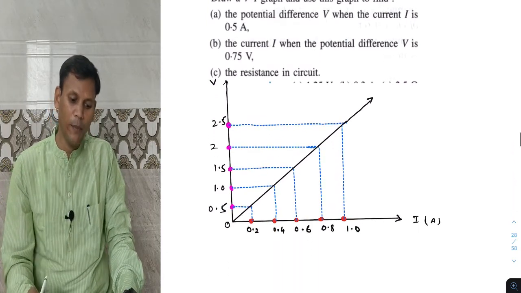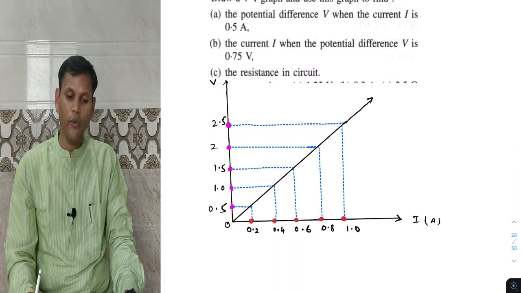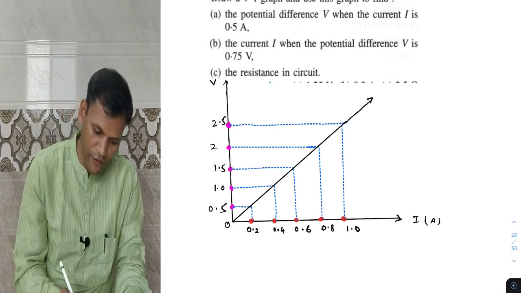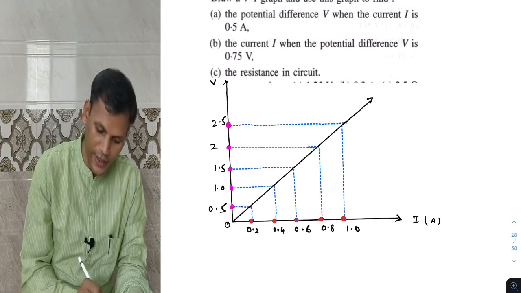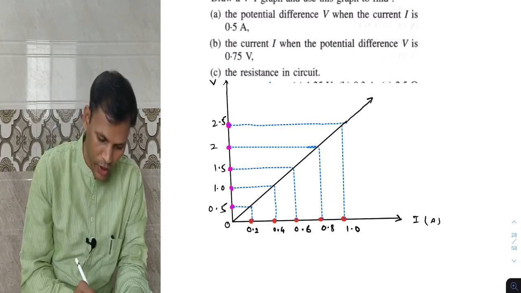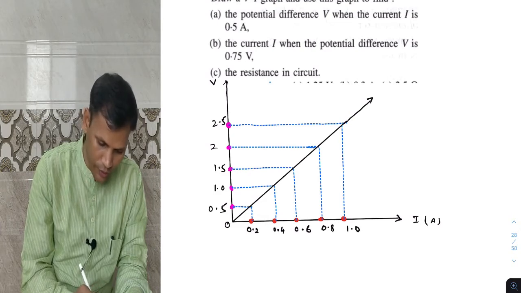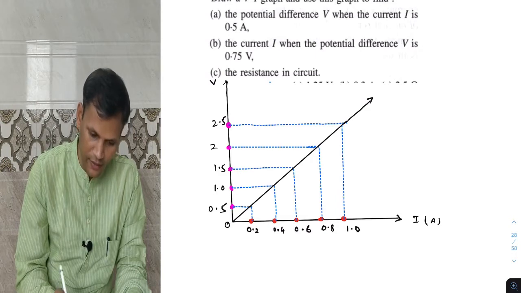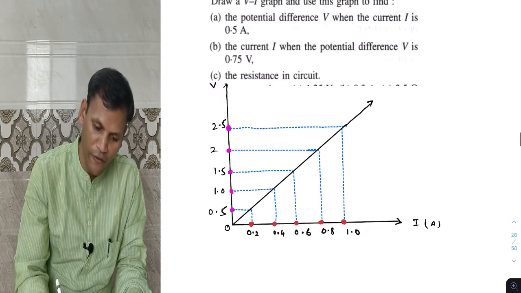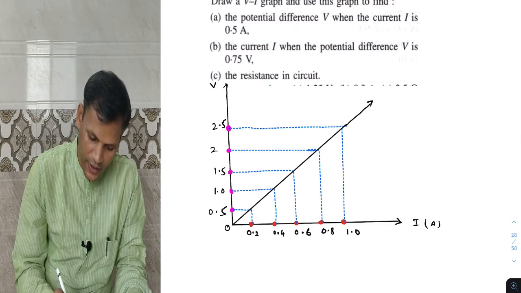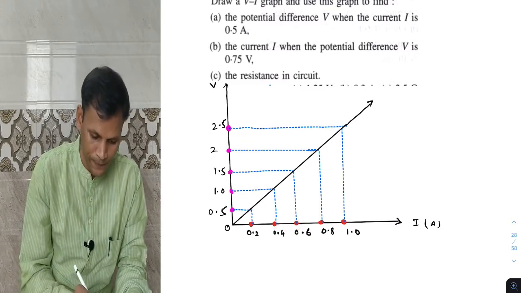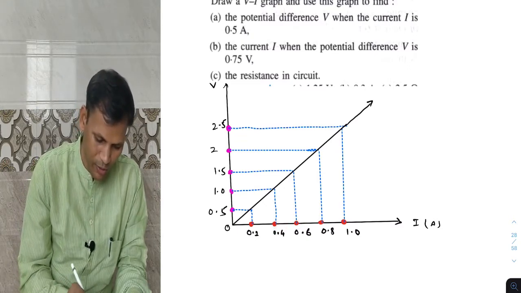In part A, we need the potential difference V when the current I is 0.5. So for I equal to 0.5, what we have to do? Current 0.5 will be somewhere here, between 0.4 and 0.6. So we'll plot this point. Directly we can get it, no problem.